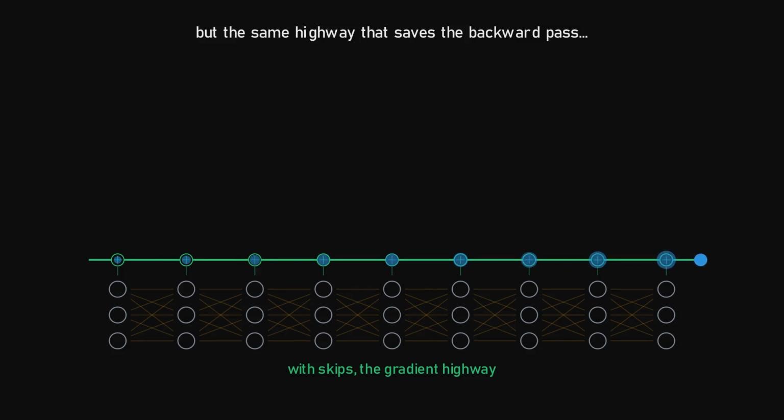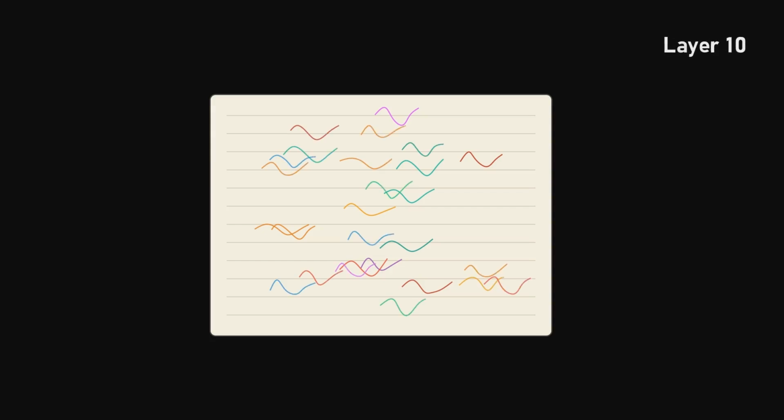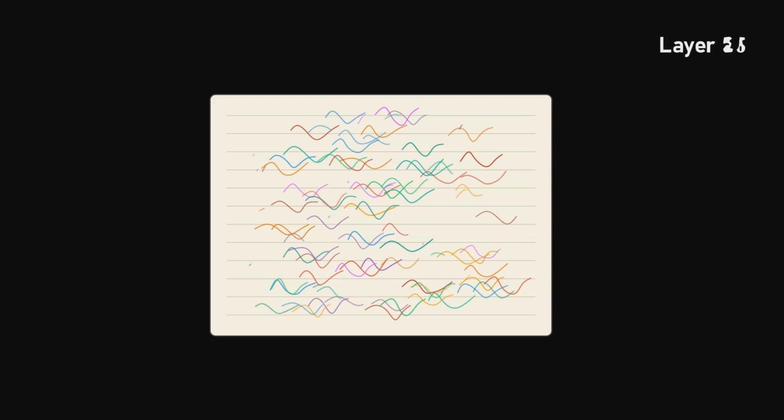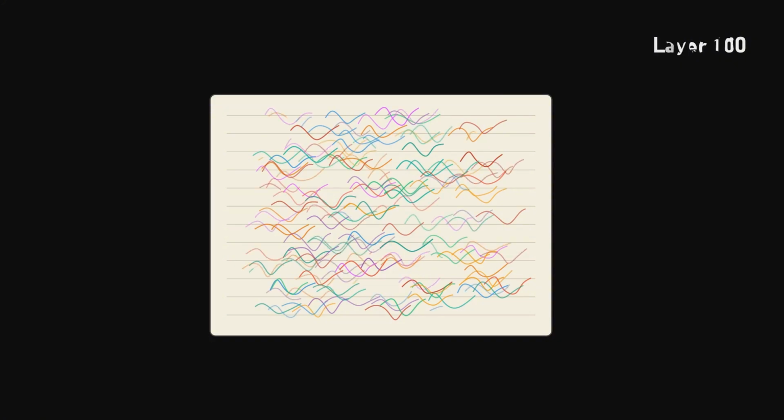But here's the thing nobody mentions. The same highway that helps gradients flow backward creates a traffic jam for information flowing forward. Picture an office with one shared notebook. Everyone writes into the same pages. By page 100, every page is 20 people's handwriting layered on top of each other. That's a deep residual stream. By layer 50 or 100, every prior layer has written into the same place. It becomes a muddy pile of everything computed so far.